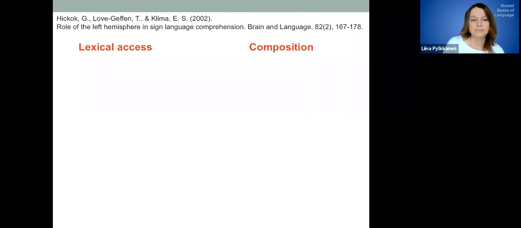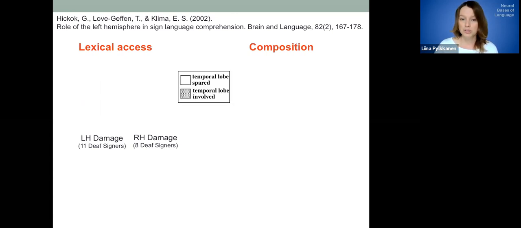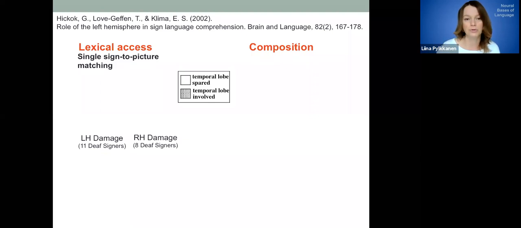They studied left hemisphere damaged deaf signers, 11 of them, and right hemisphere damaged deaf signers, 8 of them. Further, these patients were divided into ones whose temporal lobe was spared versus ones whose temporal lobe was involved in the damage. So that's our 2x2 grid.